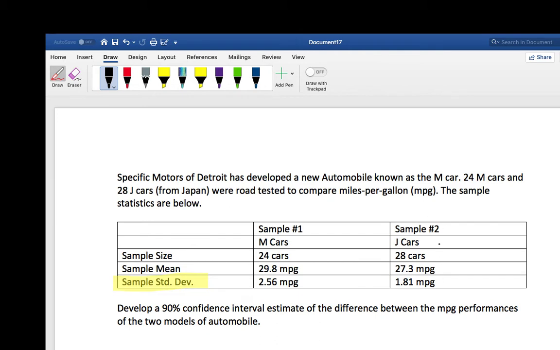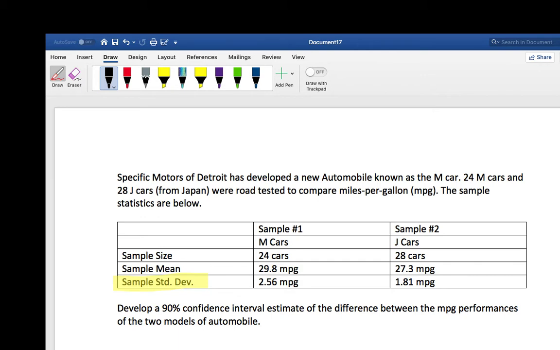The fact that we have a sample standard deviation means t-distribution. And we're given the same sort of data for the second sample, which is the J car. So this is a two-sample question. We've got two sets of sample data. They ask us to develop a 90% confidence interval estimate of the difference between the miles per gallon performances of the two models of automobile. I like questions to be a little bit more specific than this. It's not telling us how to work out the difference. The difference is obviously the difference between the two. Since they've given us sample one first, we're going to take sample one as our first sample and sample two as our second sample.